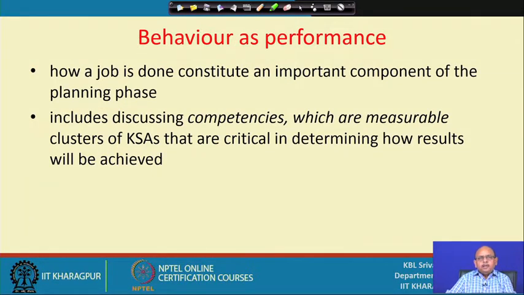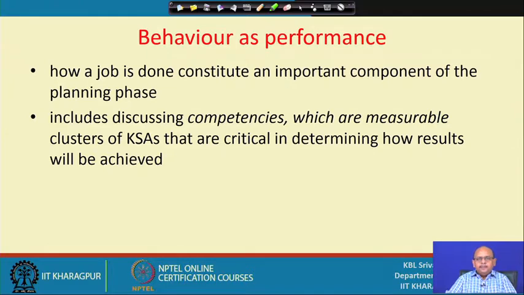Now, in addition to performance, you are also going to measure the behavior, and when we are talking about behavior, it is how you are going to perform the job. So, it includes your competencies, the knowledge, skill and attitude, which are critical in determining how results will be achieved. For example, in order to achieve the sales target, say x, what kind of competencies do you need? It includes good product knowledge, technical details of the product, then good interpersonal skill, good communication skill, negotiating activities. So, these could be the behavioral competencies.